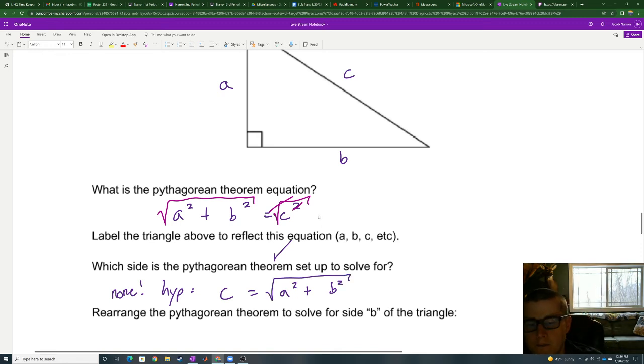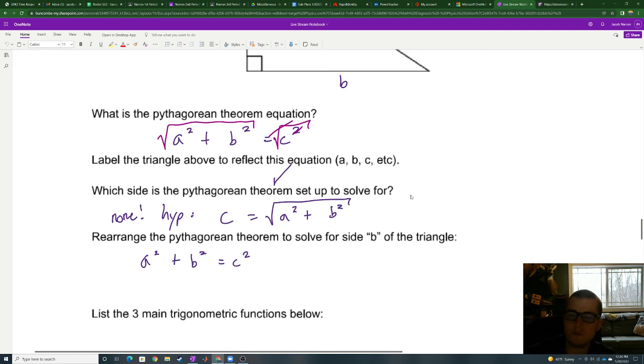Okay? All right. Next, it says rearrange Pythagorean theorem to solve for the b side. So we're going to solve for side b. I'm just going to rewrite it again. A squared plus b squared equals c squared. I want to get rid of a squared. Remember, we're trying to isolate a variable. We're trying to get b by itself. So let me go ahead and subtract a squared from both sides. Like that. And so now what we have, I'm going to rewrite it over here, is b squared equals c squared minus a squared.